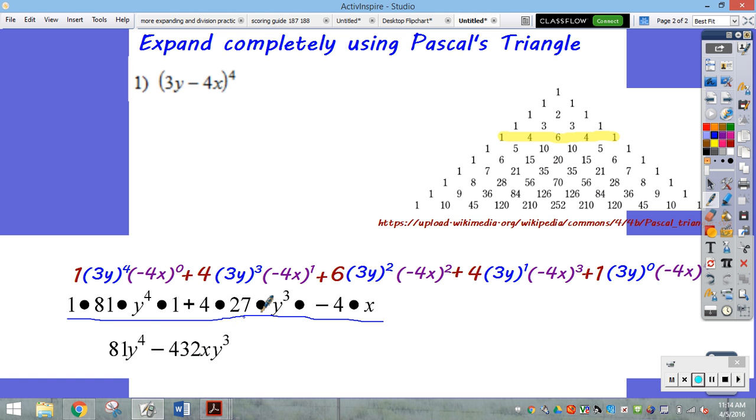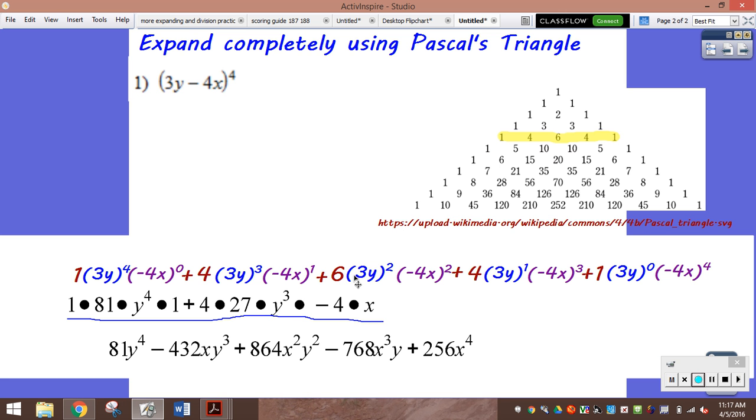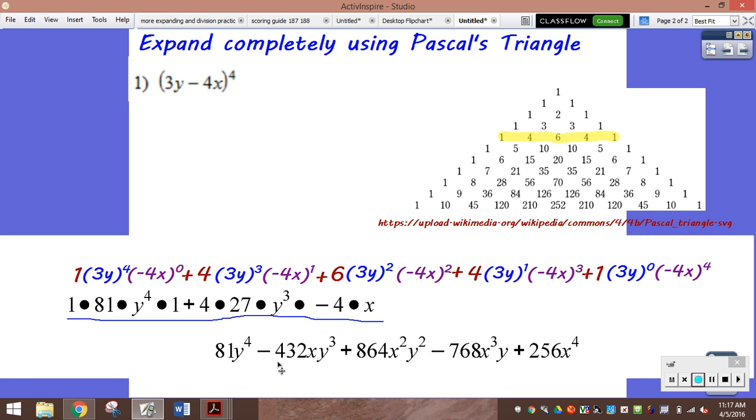So I'm going to go ahead and work out the last 3 terms and write out the result here. After I evaluate the exponents and multiply all my coefficients together, the resulting polynomial would be this: 81y to the 4th minus 432xy cubed plus 864x squared y squared minus 768x cubed y plus 256x to the 4th. And so that is how you would use Pascal's triangle to expand a binomial.